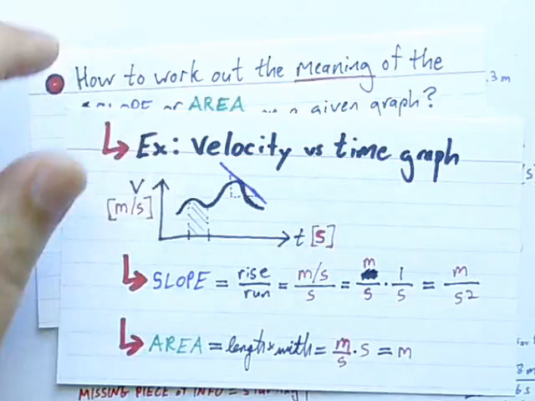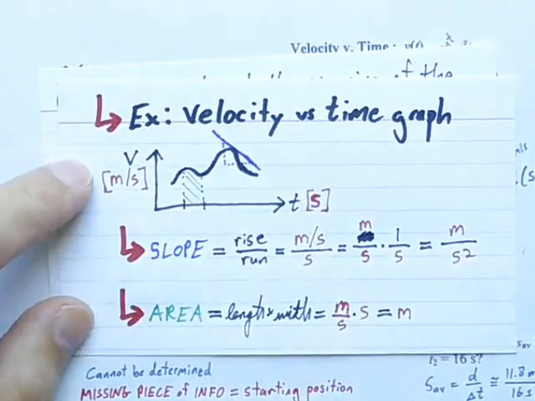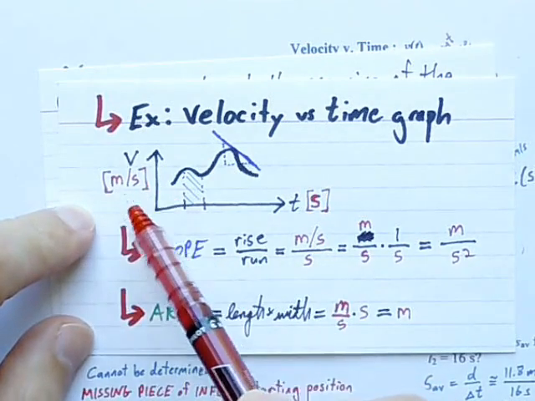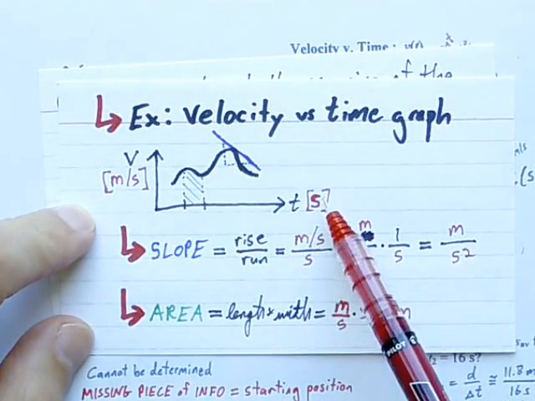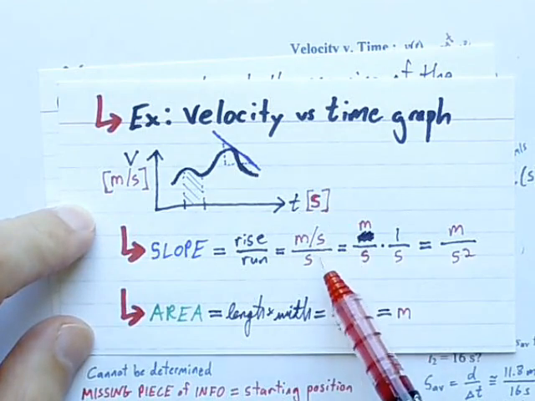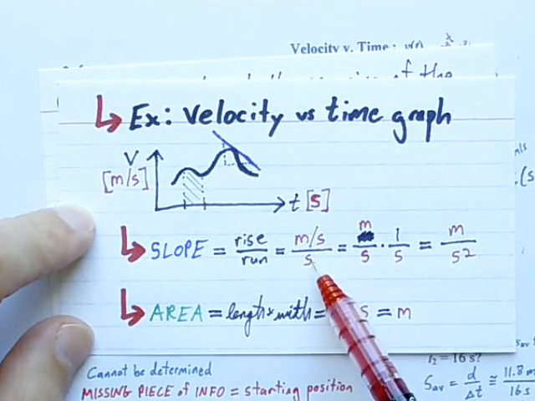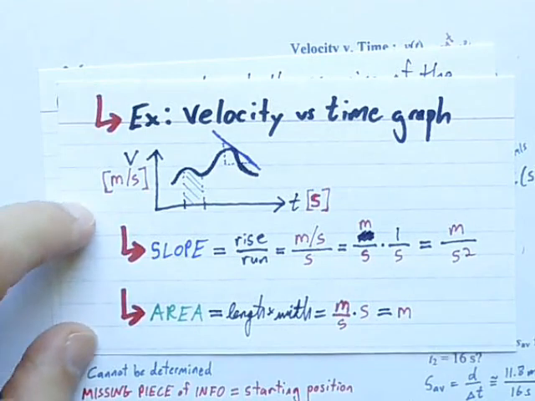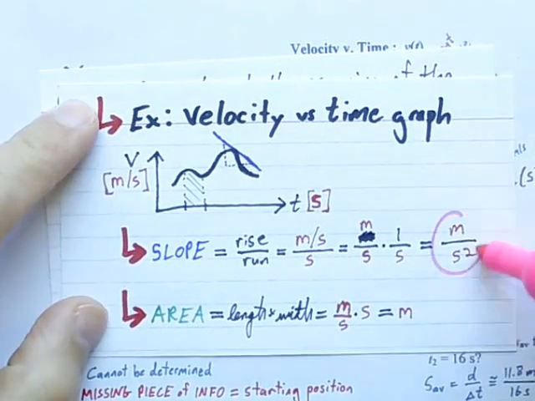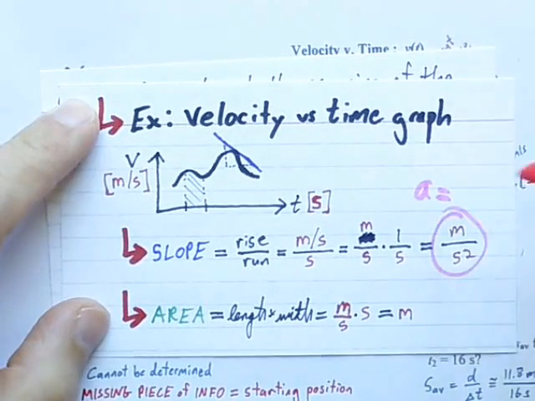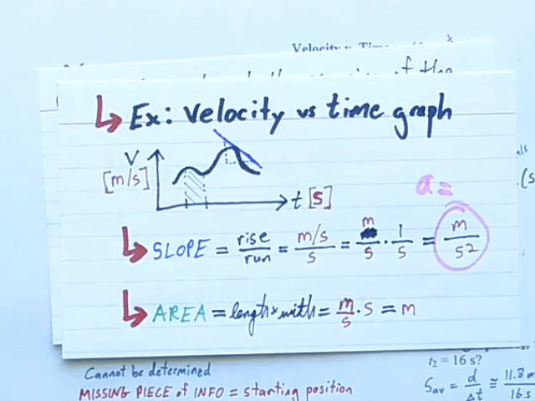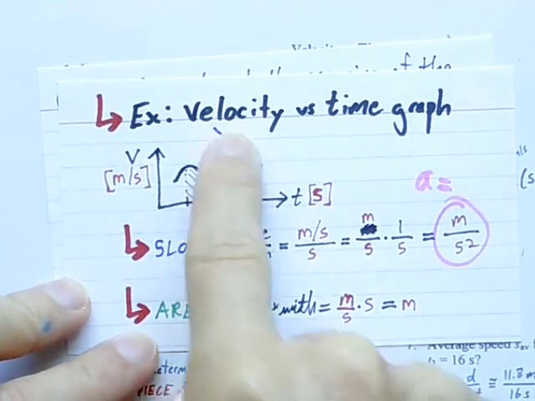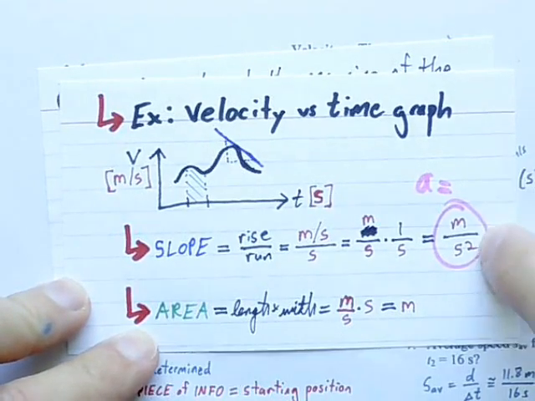For example, on a velocity versus time graph, our slope, rise over run, will be our y-axis units, meters per second, divided by the x-axis units, seconds. So, meters per second divided by seconds. If I divide by seconds, it's equivalent to multiplying by 1 over seconds. So meters per second times 1 over seconds gives us meters per second squared, which we recognize is the unit for acceleration. So by examining the units, I can remind myself that the slope on a velocity graph represents acceleration, because that's what the units work out to be.